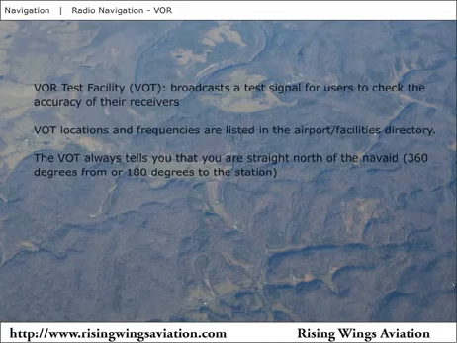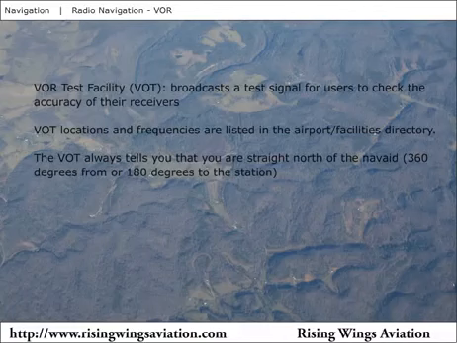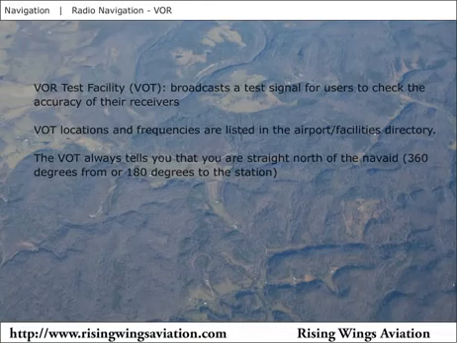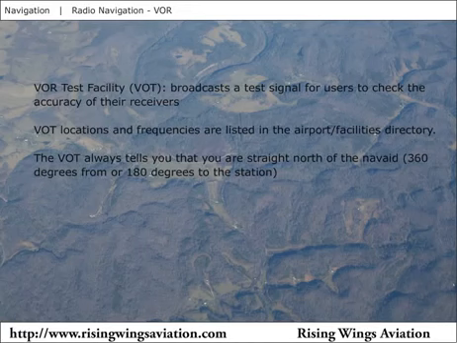A VOR test facility, or VOT, broadcasts test signals to permit pilots to check the accuracy of their aircraft's VOR receiver. VOT locations and frequencies are listed in the airport facilities directory. To use a VOT, simply tune its frequency. The VOT does not broadcast a signal usable for navigation. Instead, it broadcasts a test signal, which tells your aircraft it is directly north of the VOT station regardless of its actual position. This means your onboard VOR will always indicate 0 degrees from or 180 degrees to when the CDI is centered.